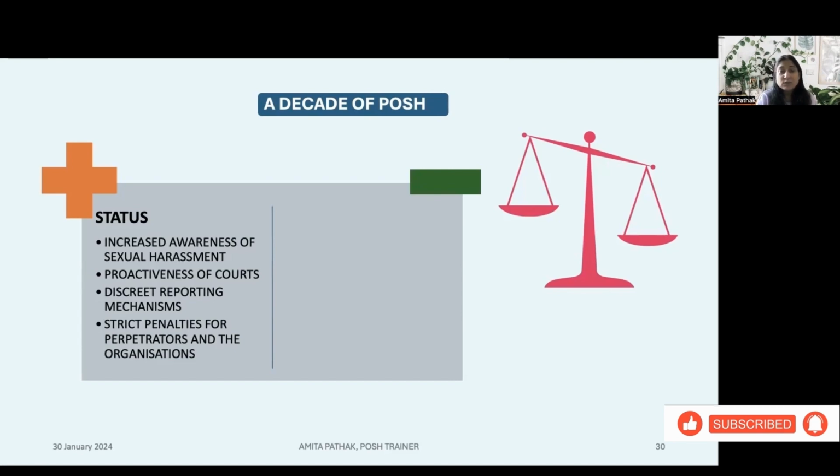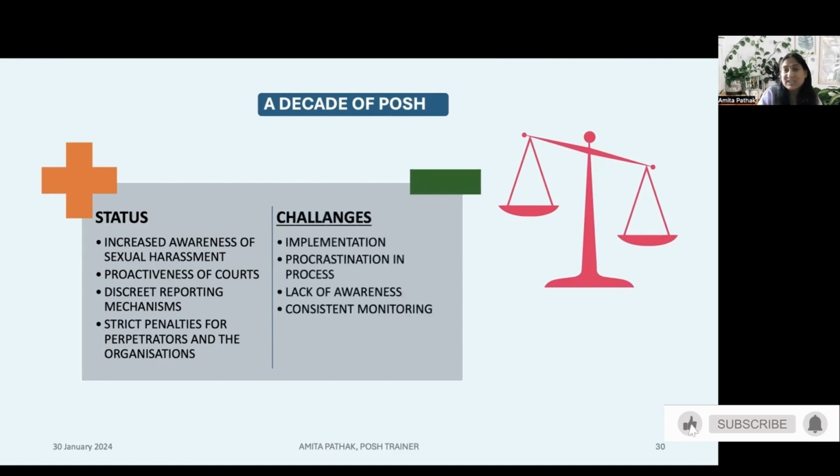Strict penalties for the perpetrators and the organization. Yes. If someone is found guilty, being a harasser or a respondent, there are strict penalties. And if an organization is found non-POSH compliant, not filing returns, again, there are strict penalties on this. So this is the status.